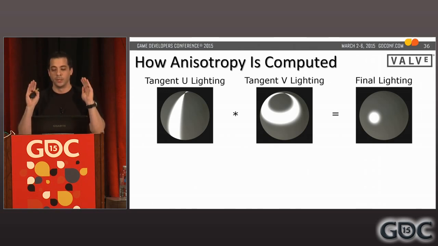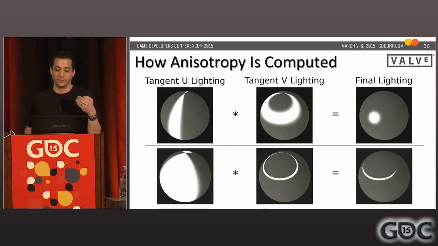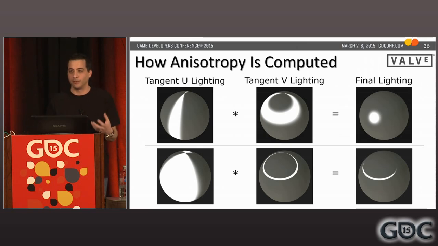But if those exponents are different, though, so for example, if your tangent u has a very low exponent, but your tangent v has a very high exponent, your shape's going to be an anisotropic light shape. And this is fundamentally the concept of how you can get anisotropic lighting pretty efficiently in real-time rendering.